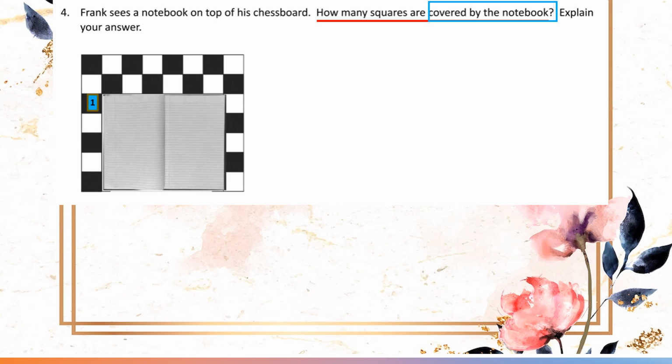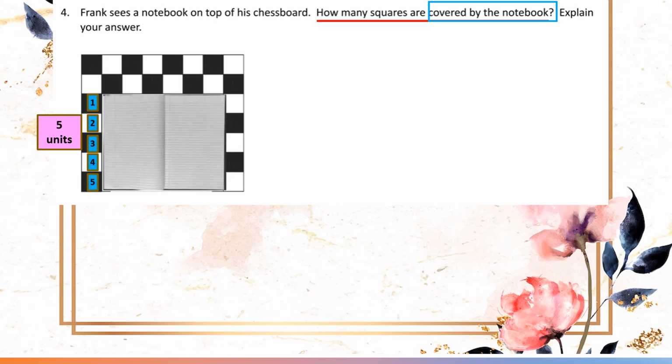Okay, I'm going to start right here. 1, 2, 3, 4, 5. So that means that my side length is 5 units. 5 units long.